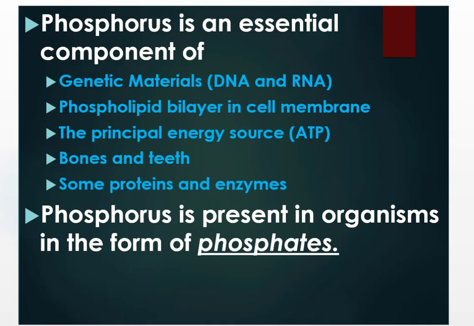Phosphorus is required in substantial quantities by all living organisms. In this case, phosphorus is an essential component of biochemical molecules like genetic material, DNA and RNA, the phospholipid bilayer in cell membranes, the principal energy source, ATP, bones, teeth, and in some proteins and enzymes. So this phosphorus is present in organisms in the form of phosphates.